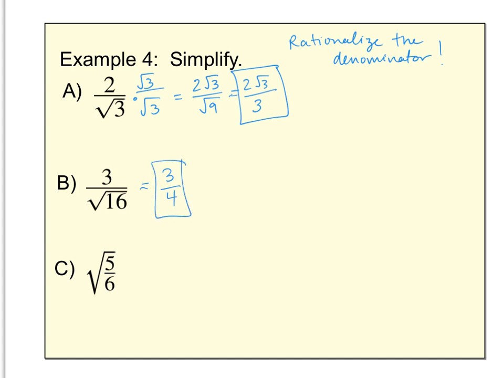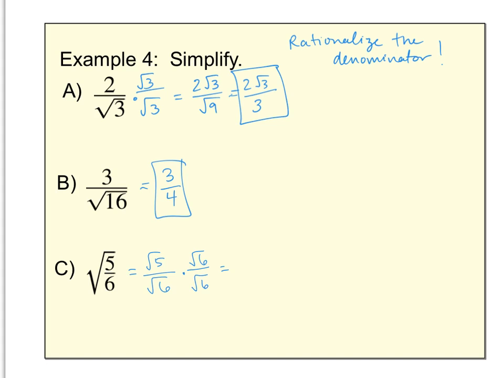Part C. Here we have a fraction under the radical. So this is not considered simplified. First thing I do is I break it apart. So I have root 5 over root 6. Then I do not want to leave a radical on the bottom of the fraction. So I'm going to multiply by root 6 over root 6. I'm going to rationalize the denominator.